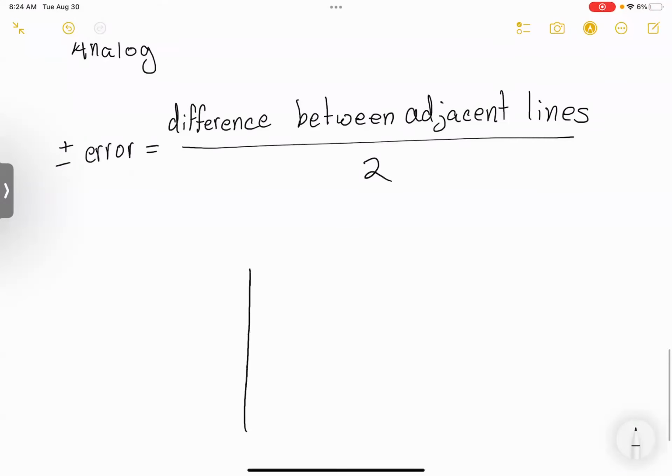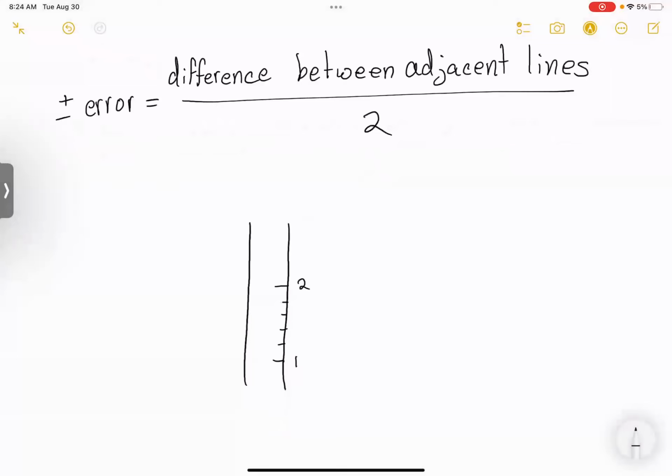So going back to my poor display for a graduated cylinder. Yes, I know I'm about out of energy. This was our 10 mil graduated cylinder. Say that my liquid is right here. I would record this as 1.6 for the measurement because you always read at the bottom of the meniscus.